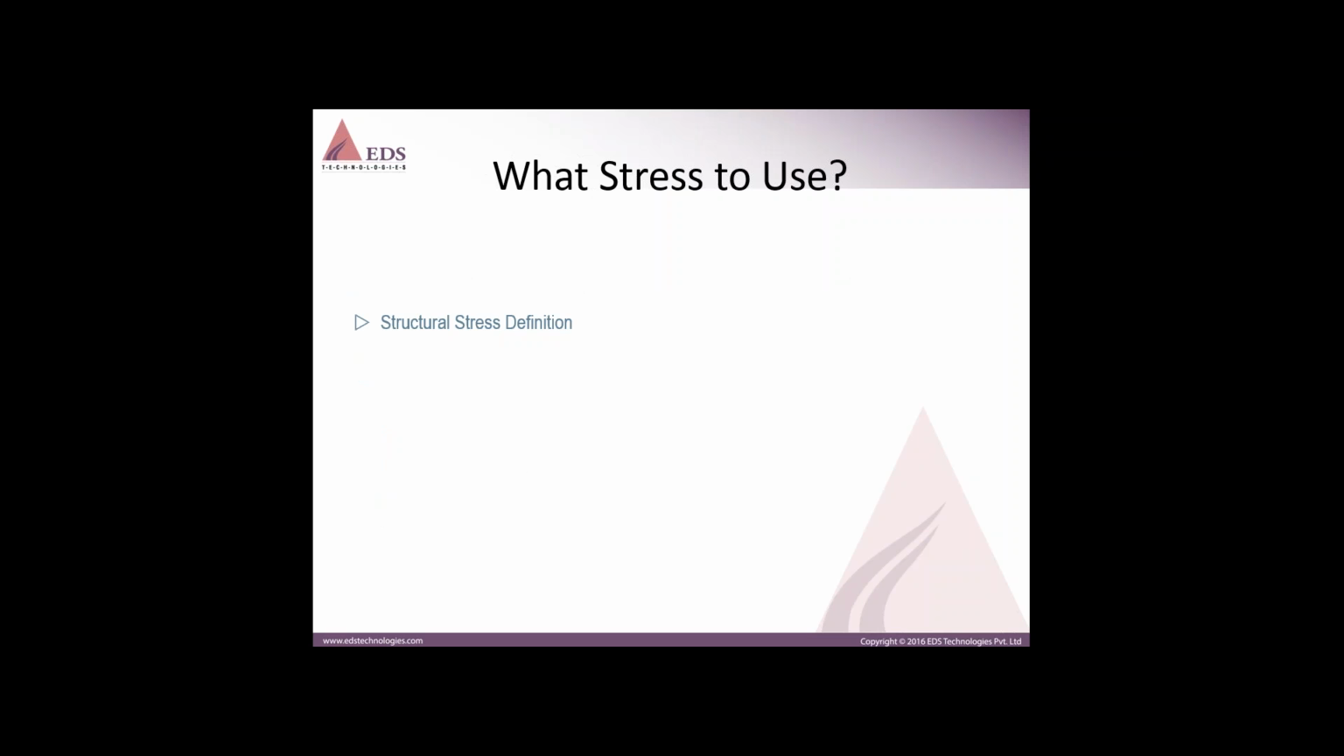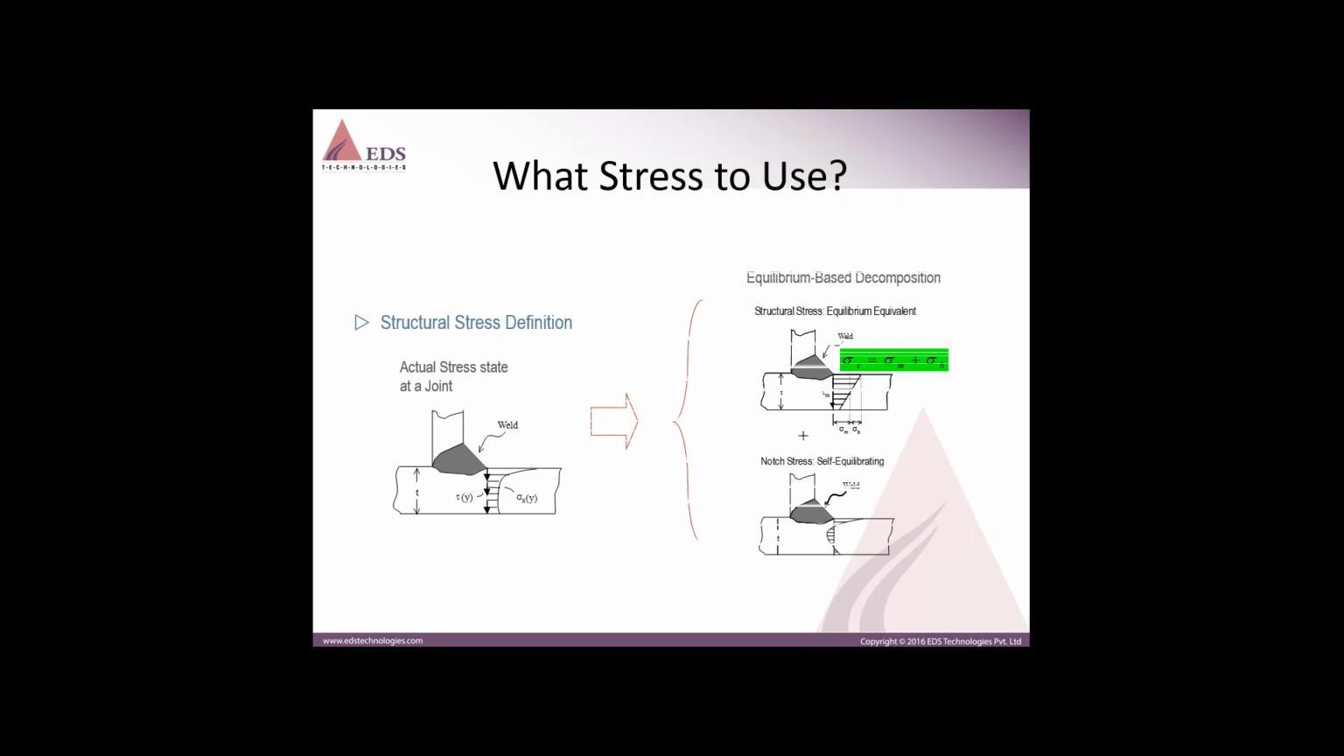So what stress should we use? This is the definition of a structural stress. If you look at the actual stress state of a welded joint, you can basically decompose it into two separate components, which we term structural stress and notch stress. Summarizing these two gives the actual stress state of a joint, and we will look at these two stresses separately.